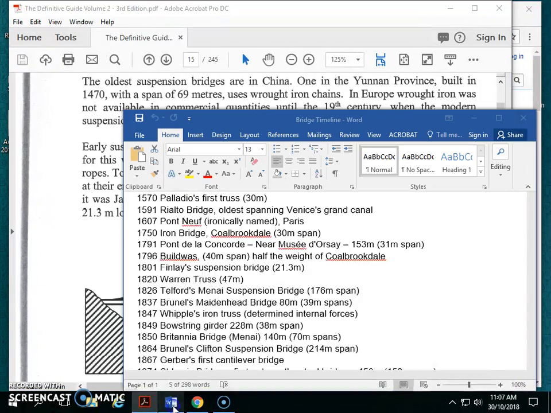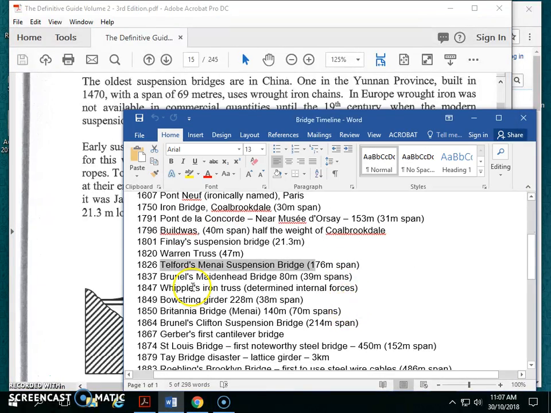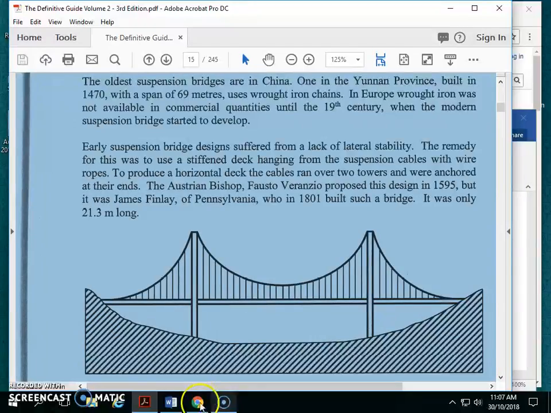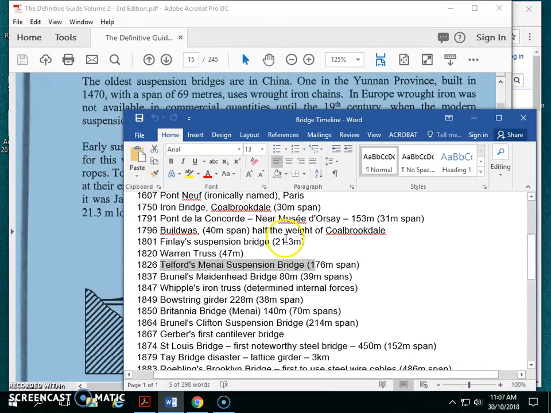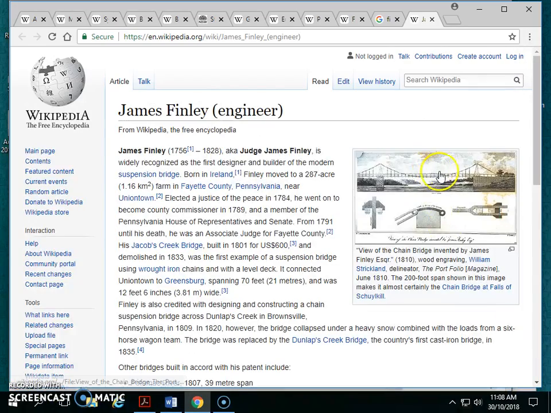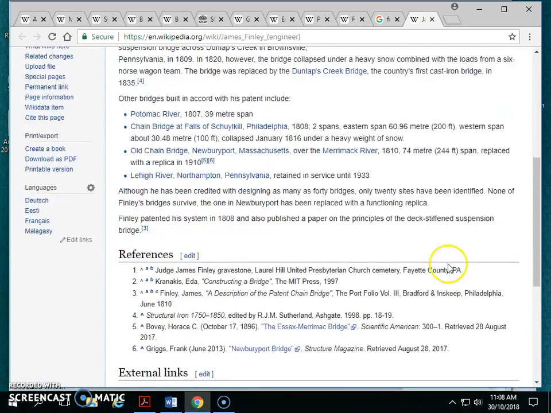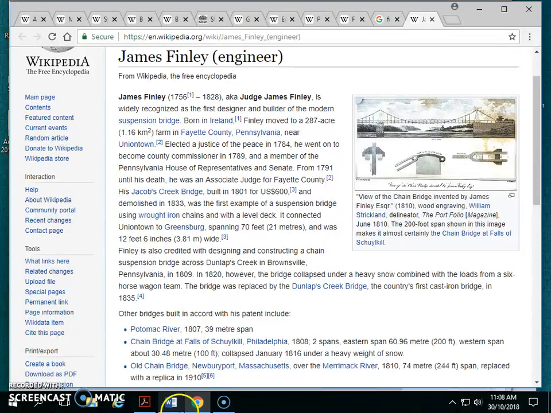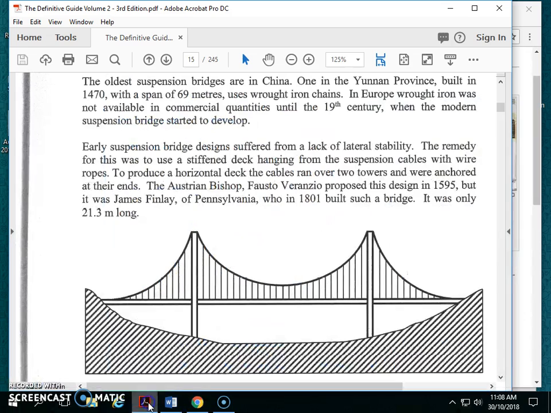Let's see if he's in my thing. What was the year? 1801. Yeah, Finlay's suspension bridge. Okay, and so that's a picture of Finlay's bridge. Okay, so if we continue back.